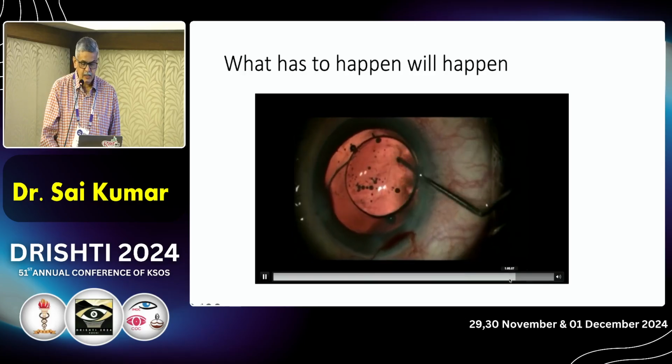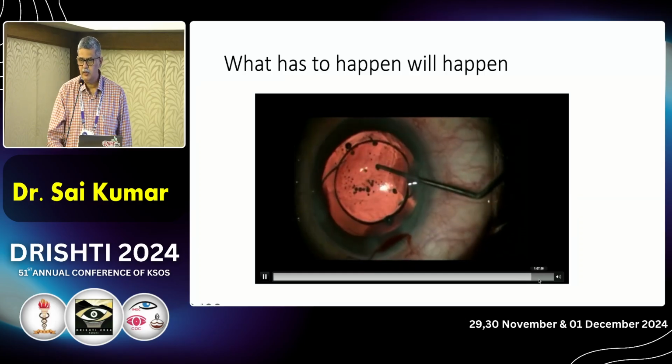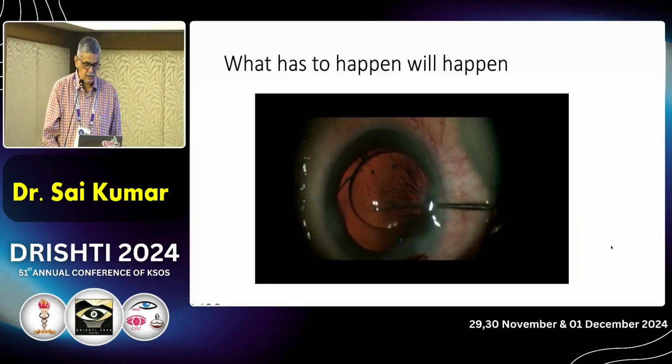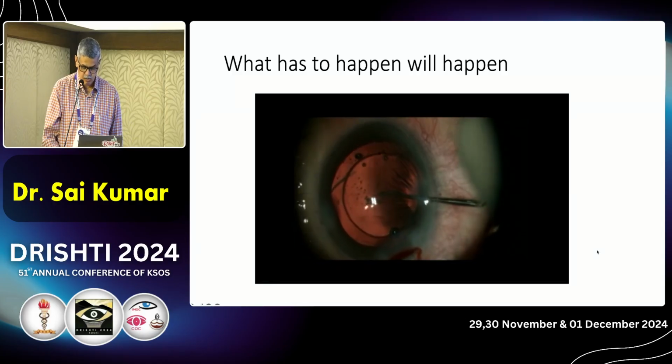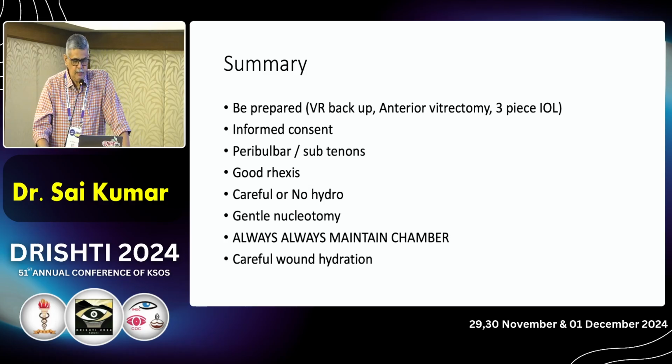And like in any posterior polar cataract, it's a protocol in our institution: we always have backup 3-piece lenses. And so again, the 3-piece lens goes into the sulcus with a capture. So in summary, always be prepared, whether it is a VR backup, an anterior vitrectomy, or a 3-piece IOL, always have a backup.